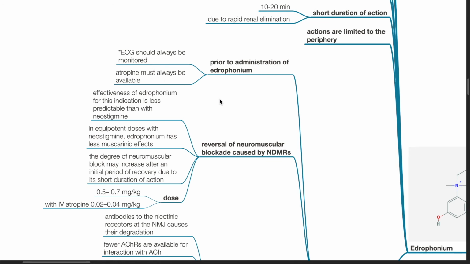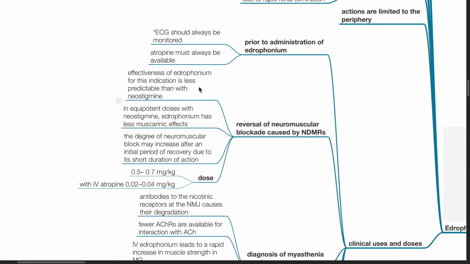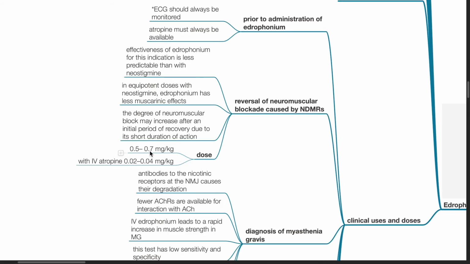It is used for reversal of neuromuscular blockade caused by non-depolarizing muscle relaxants. Effectiveness of edrophonium for this indication is less predictable than with neostigmine. In equipotent doses with neostigmine, edrophonium has fewer muscarinic effects. The degree of neuromuscular block may increase after an initial period of recovery due to its short duration of action. The dose is 0.5 to 0.7 mg per kg, with IV atropine 0.02 to 0.04 mg per kg.